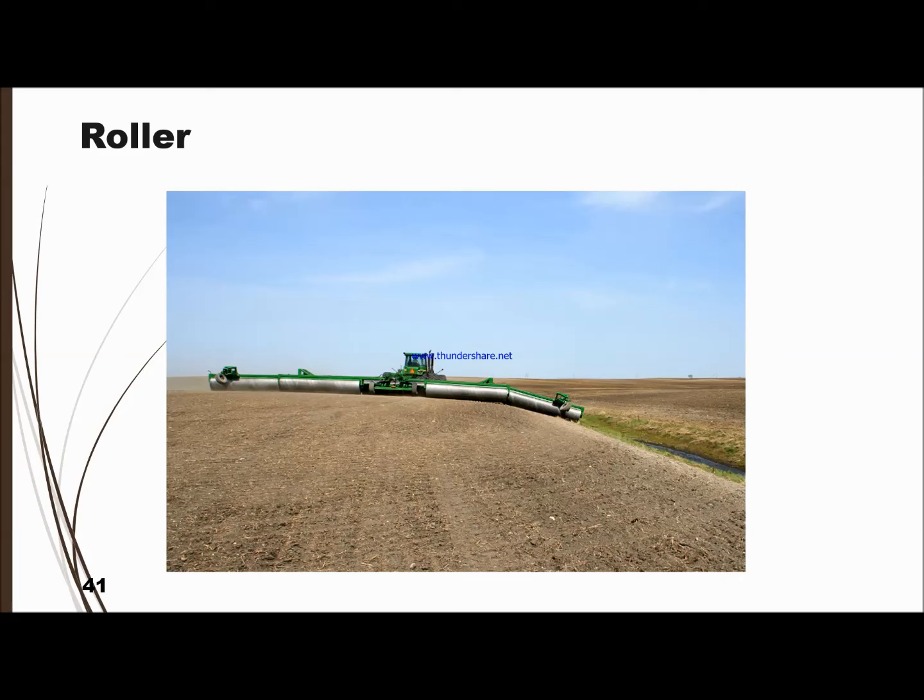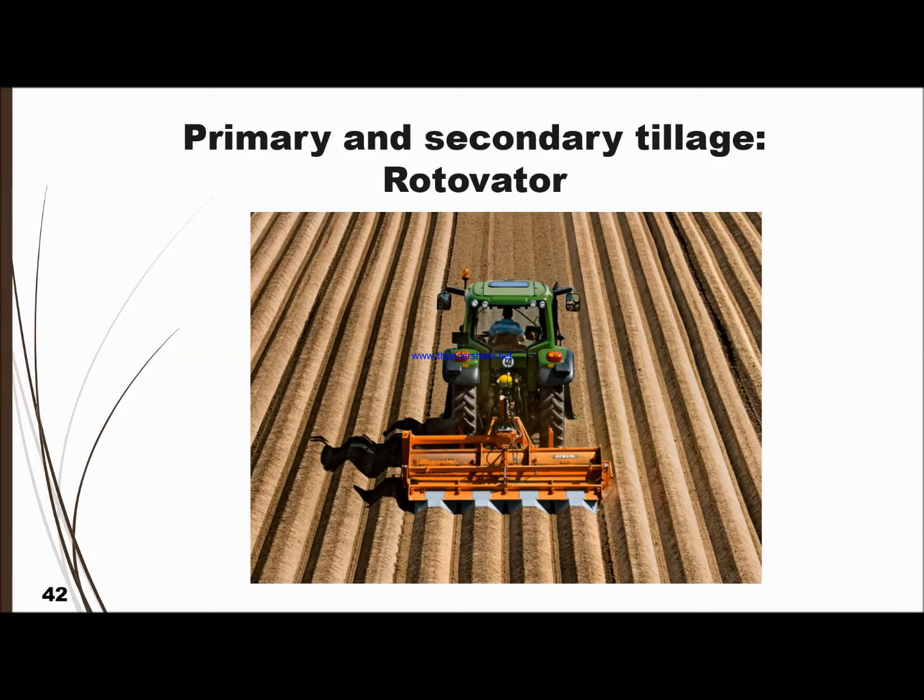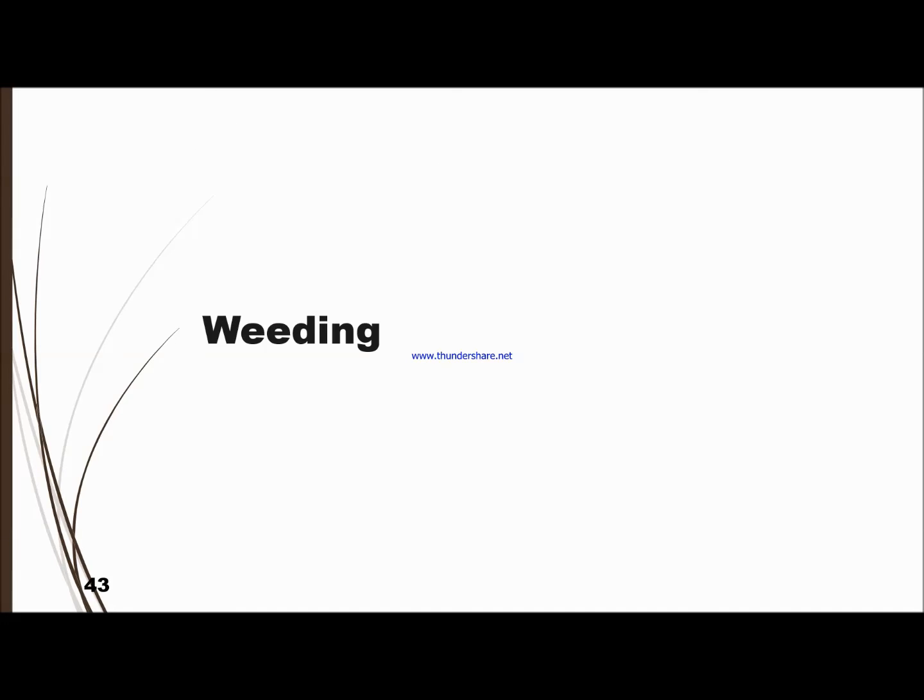Okay, so in this case, this is an example of how a roller helps preserve the water and also reduces the erosion of the soil. So what it basically does is level the soil as well as make it a bit compact. So for primary and secondary tillage operation, we have a rotavator, and at the same time we can form the bed for direct seedbed formation.